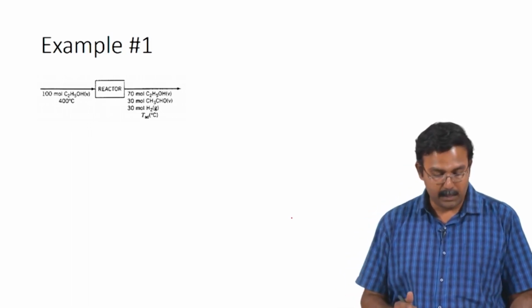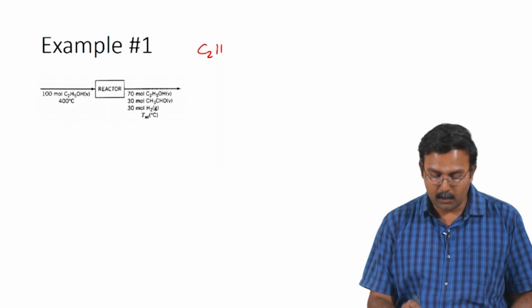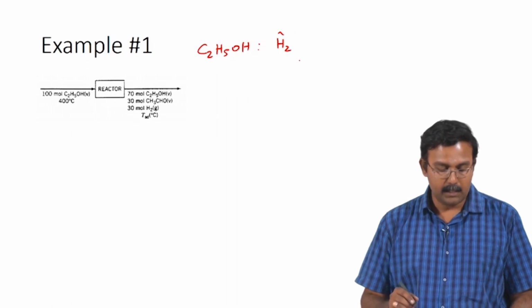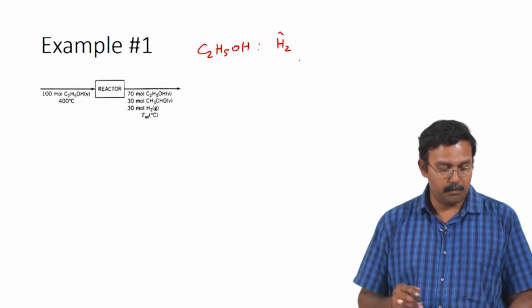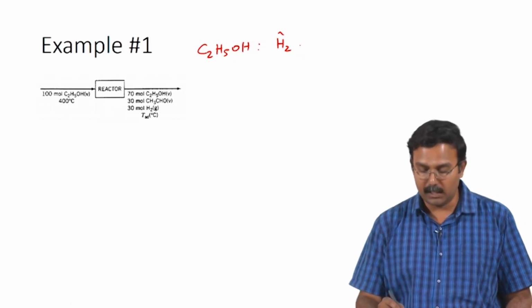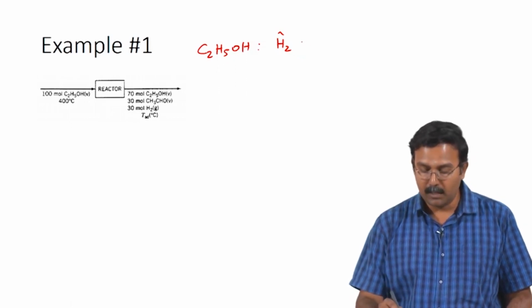So, the first thing is for ethanol. Ethanol in the exit stream you have H2 cap. Here the temperature is being increased from 25 degrees Celsius to T degrees Celsius. So, you would have H2 cap equals integral 25 to T Cp dT.